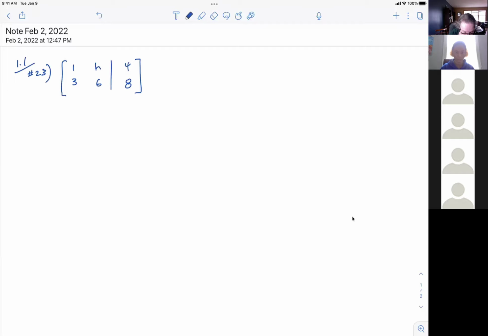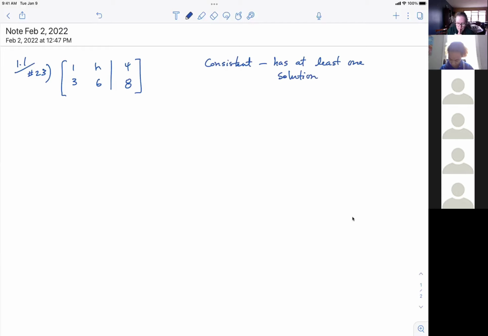So I'm going to draw a line there just to remind us we're working with an augmented matrix here. And they want to know what values of h will make this a consistent linear system. So we need to think back to Monday. What does consistent mean? Anybody remember what consistent means? It has at least one solution. Has at least one solution, yes. Right.